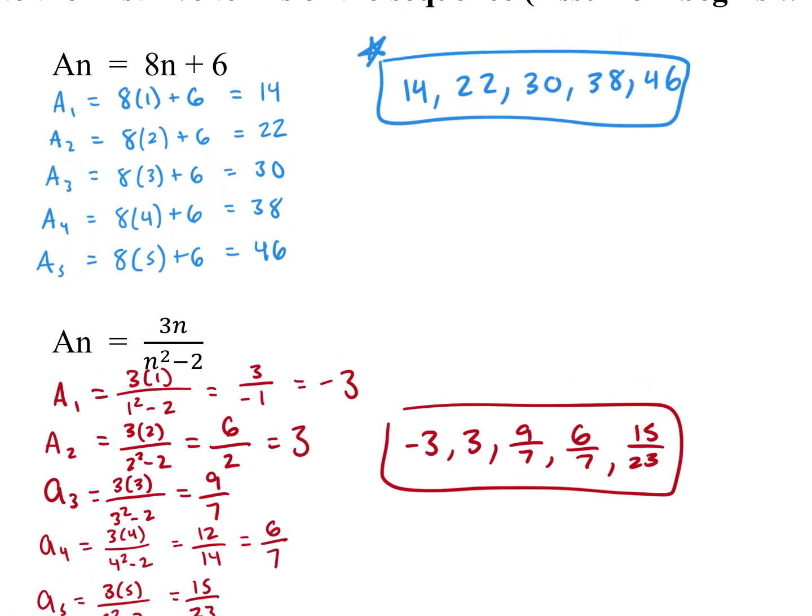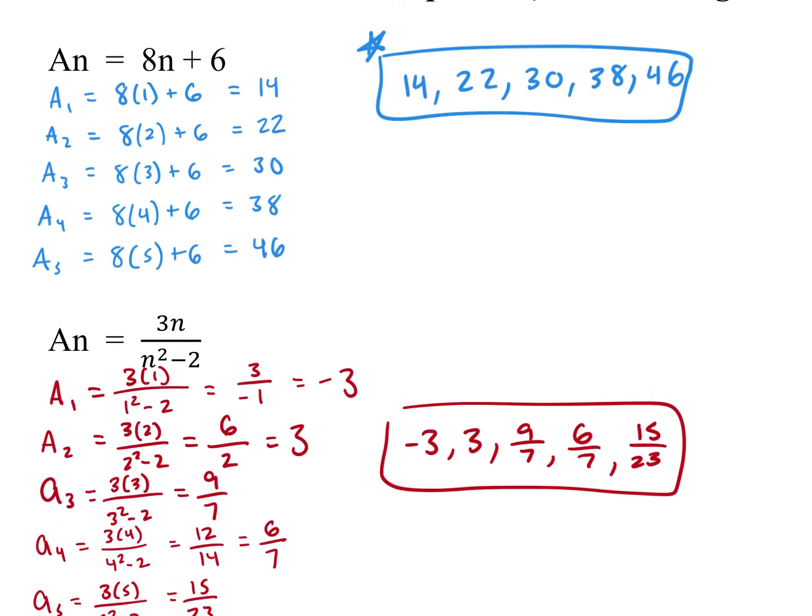Going back to number 1, what type of sequence do we have here? So the first one, what type of sequence? Arithmetic, because we're adding what to get from one number to the next? We're adding 8. So because there's a common difference, it's an arithmetic sequence.